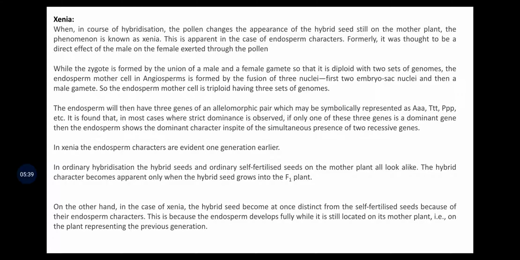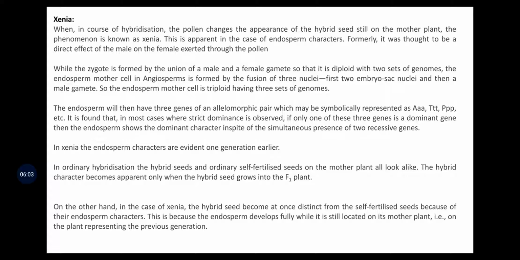Again, we will come back to the theoretical portion. When in the course of hybridization, pollen changes the appearance of the hybrid seed still on the mother plant, the phenomenon is known as Xenia. This is apparent in the case of endosperm character. Formerly, it was thought to be a direct effect of the male on the female exerted through the pollen.